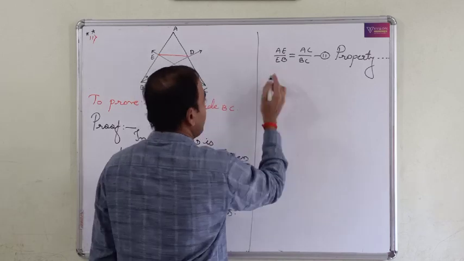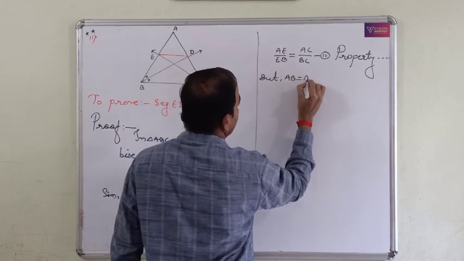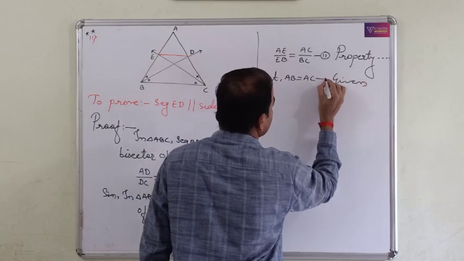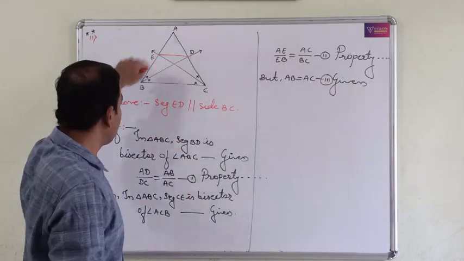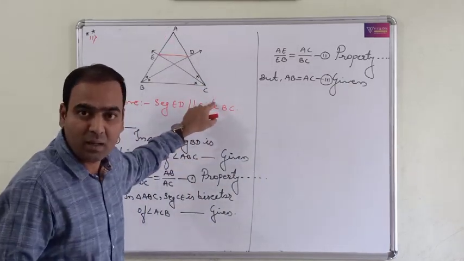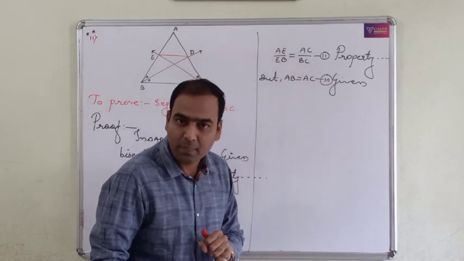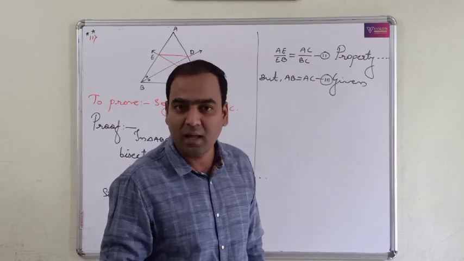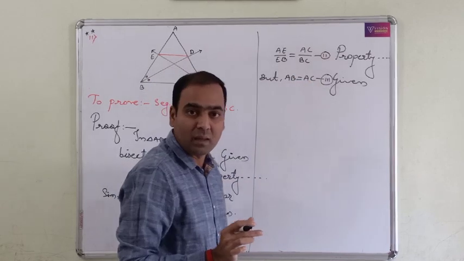Got it? But it is given that AB is equal to AC. This is our third statement. But this says segment AB is equal to segment AC. So instead of AB, can you write AC? Or instead of AC, can you write AB? Because their lengths are the same. So in place of AC, I am taking AB.